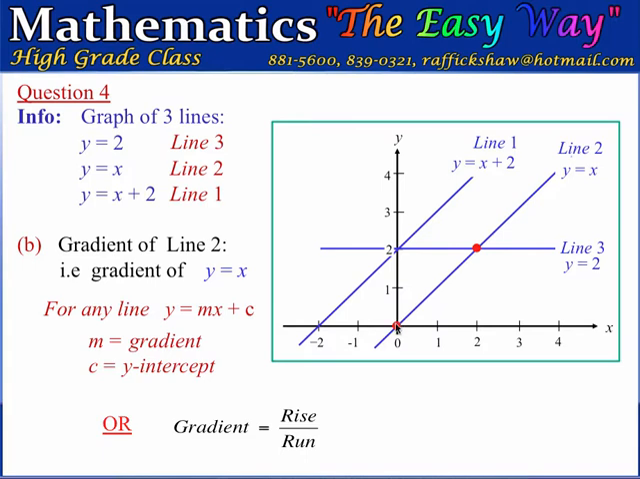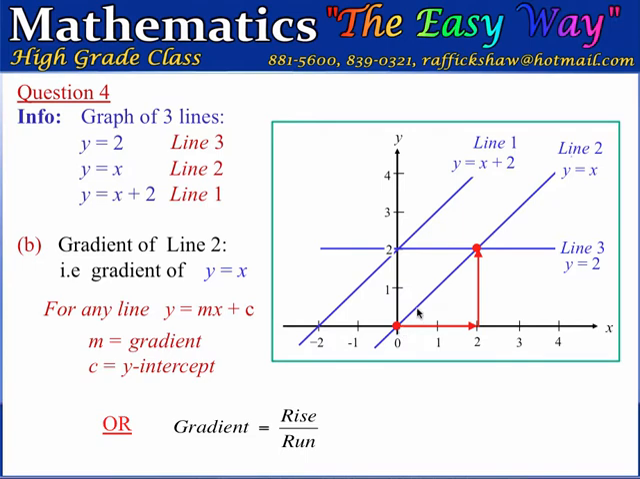So this point is at the origin (0, 0), and this point is the point (2, 2). If we look at the number of units that we rise from this point to this point, and also the number of units that we run from this point to this point, then we could calculate the gradient by dividing the rise over the run. Let's show that. This is the run and this is the rise.